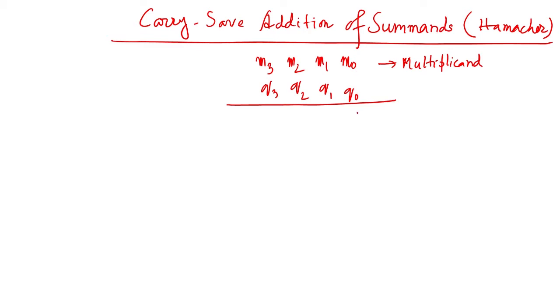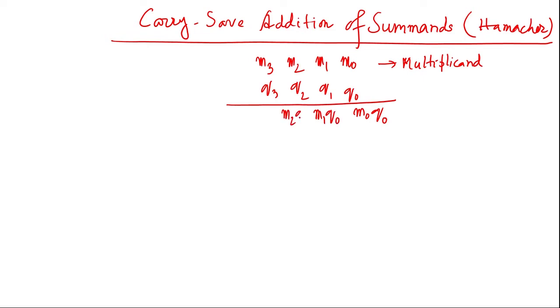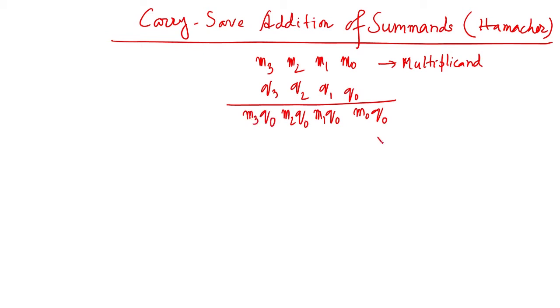Now, naturally what we do, we multiply Q0 with M0. So, this is nothing but AND, right. Then this will be M1 Q0, this will be M2 Q0, M3 Q0. Then we start with M0 Q1, then M1 Q1, M2 Q1, M3 Q1.